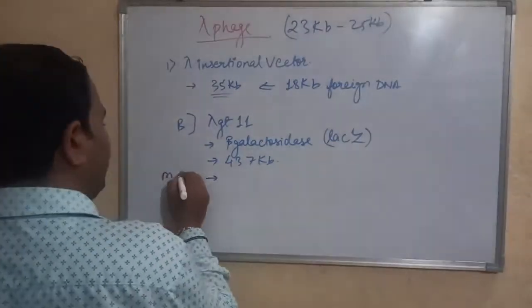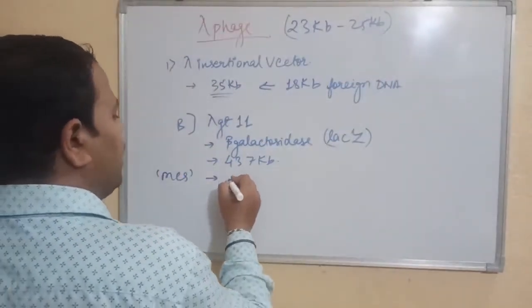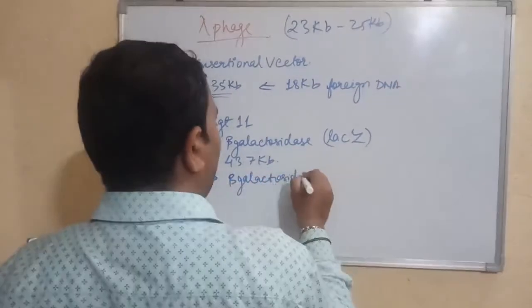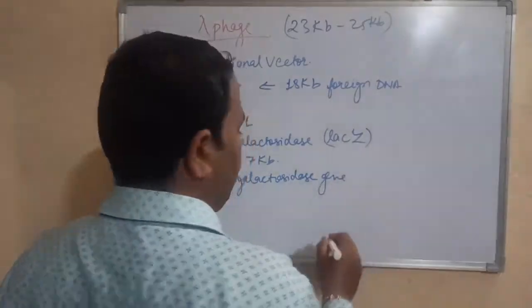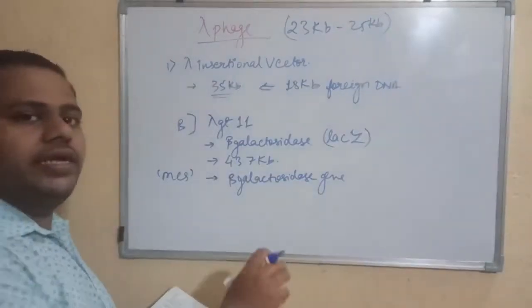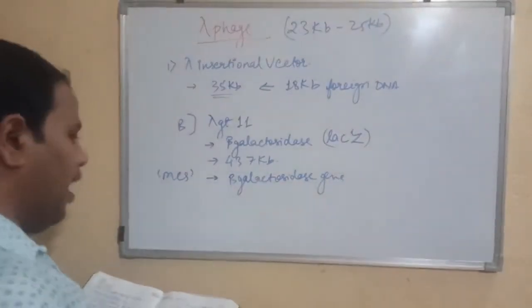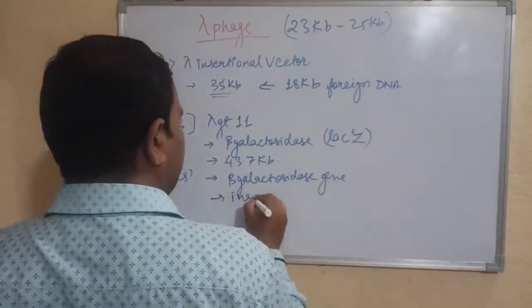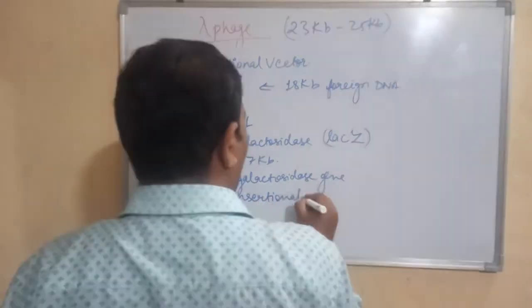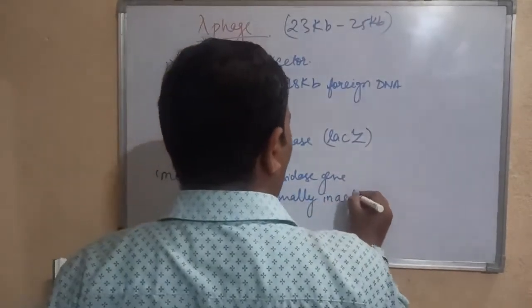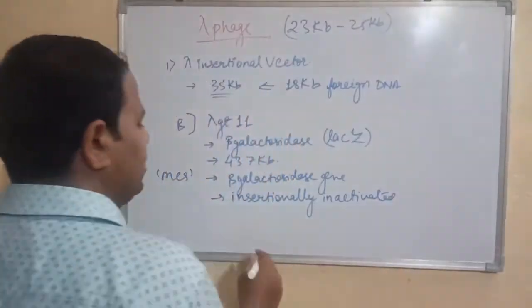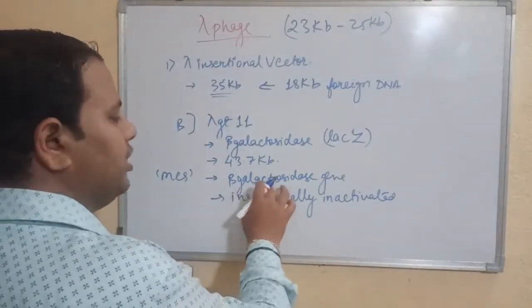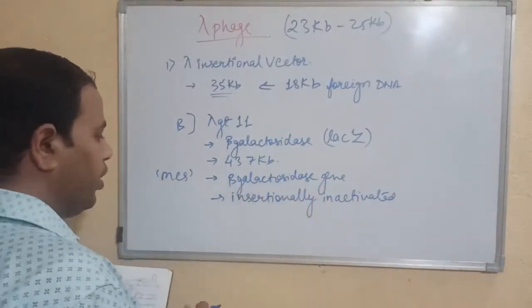The multiple cloning site is present inside the beta-galactosidase gene. So what will happen? This beta-galactosidase gene is insertionally inactivated. So when this is insertionally inactivated, the gene product, that is the beta-galactosidase enzyme, will not be formed. Okay, so what will happen?